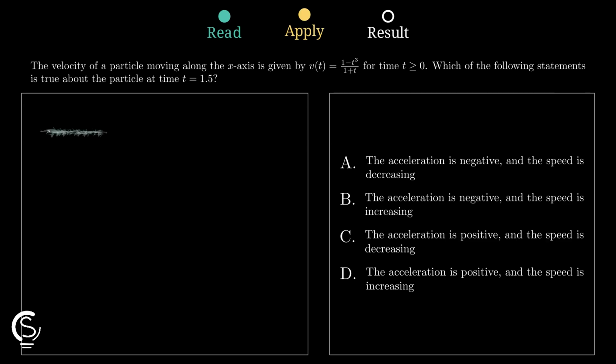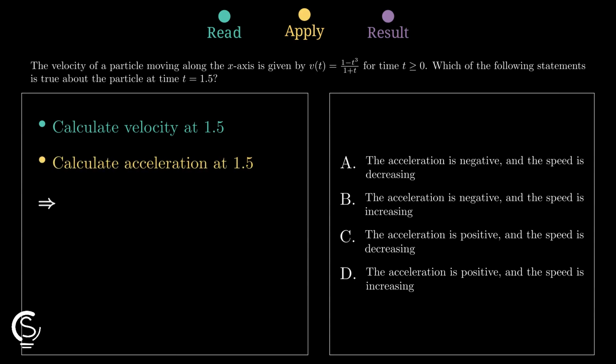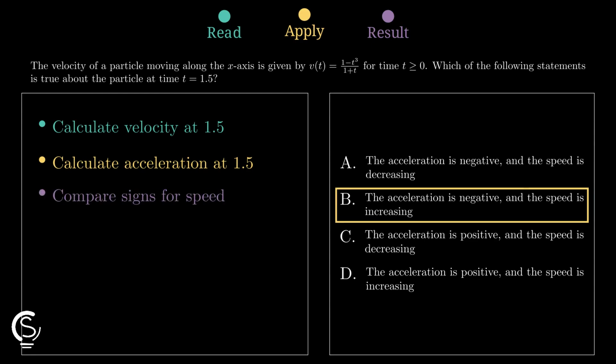Next, we find the acceleration by taking the derivative of the velocity function using the quotient rule. Evaluating this at 1.5 shows the acceleration is also a negative value. Since velocity and acceleration are both negative, they work together. Speed is increasing, making option B the correct choice for our final answer.